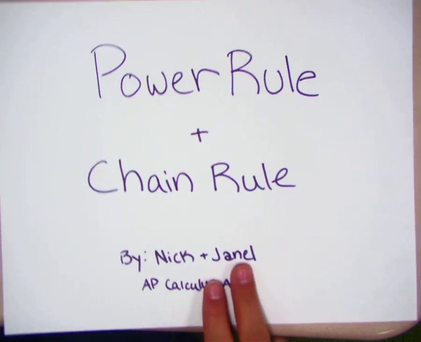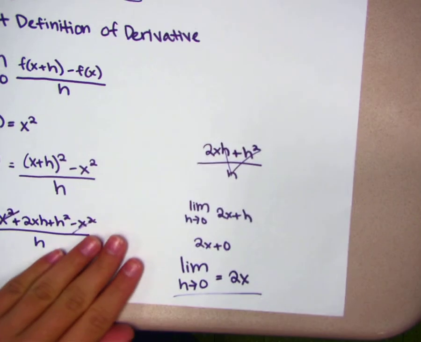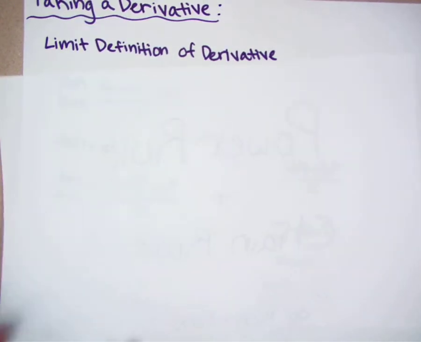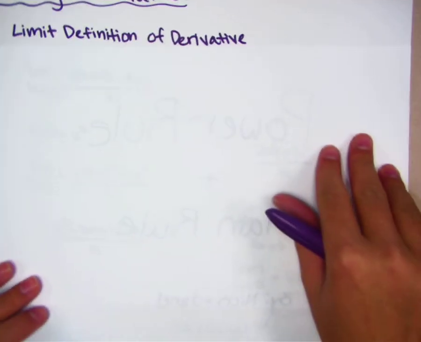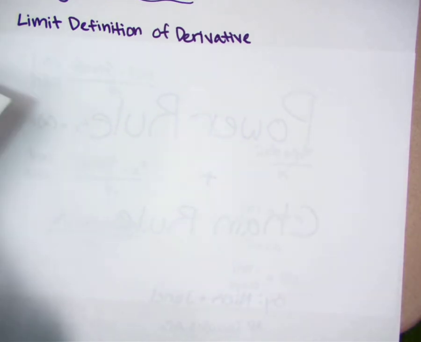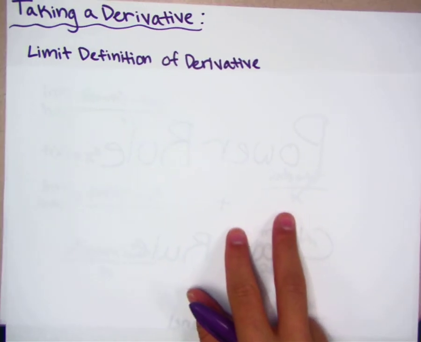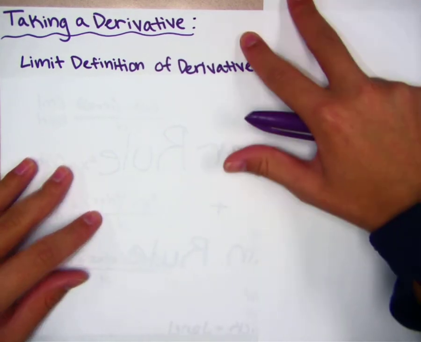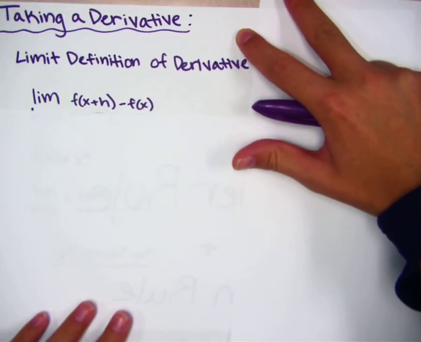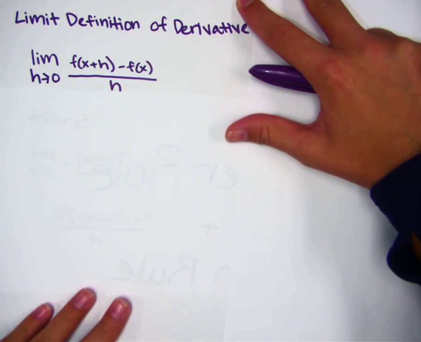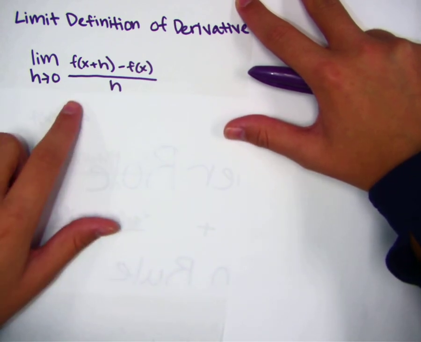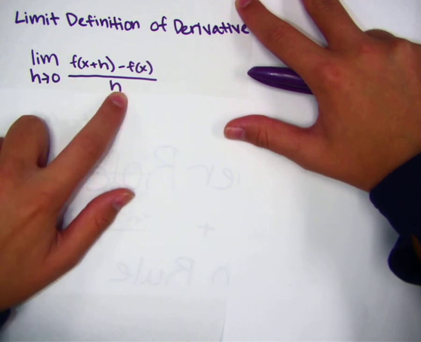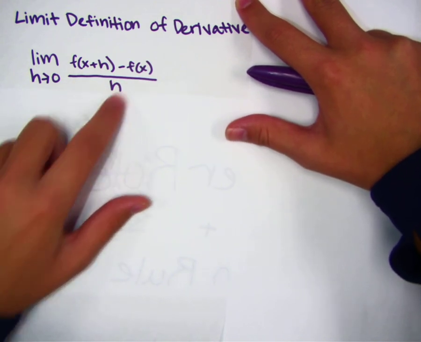So taking a derivative using limit definition of derivative. This is a longer process, and basically you take a function such as x squared and you plug it in to this equation: the limit as h approaches 0 of f of x plus h minus f of x over h. Our f of x in this situation is going to be x squared.